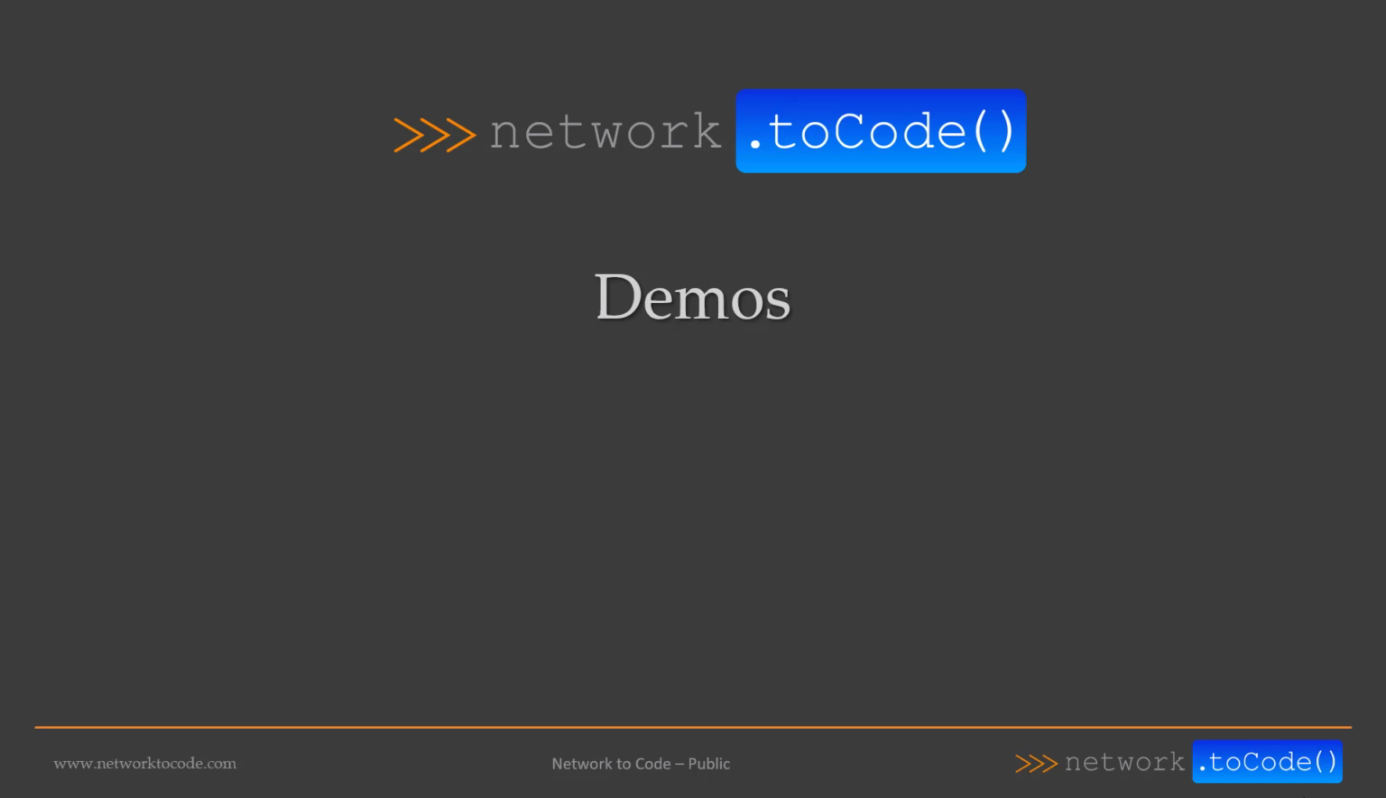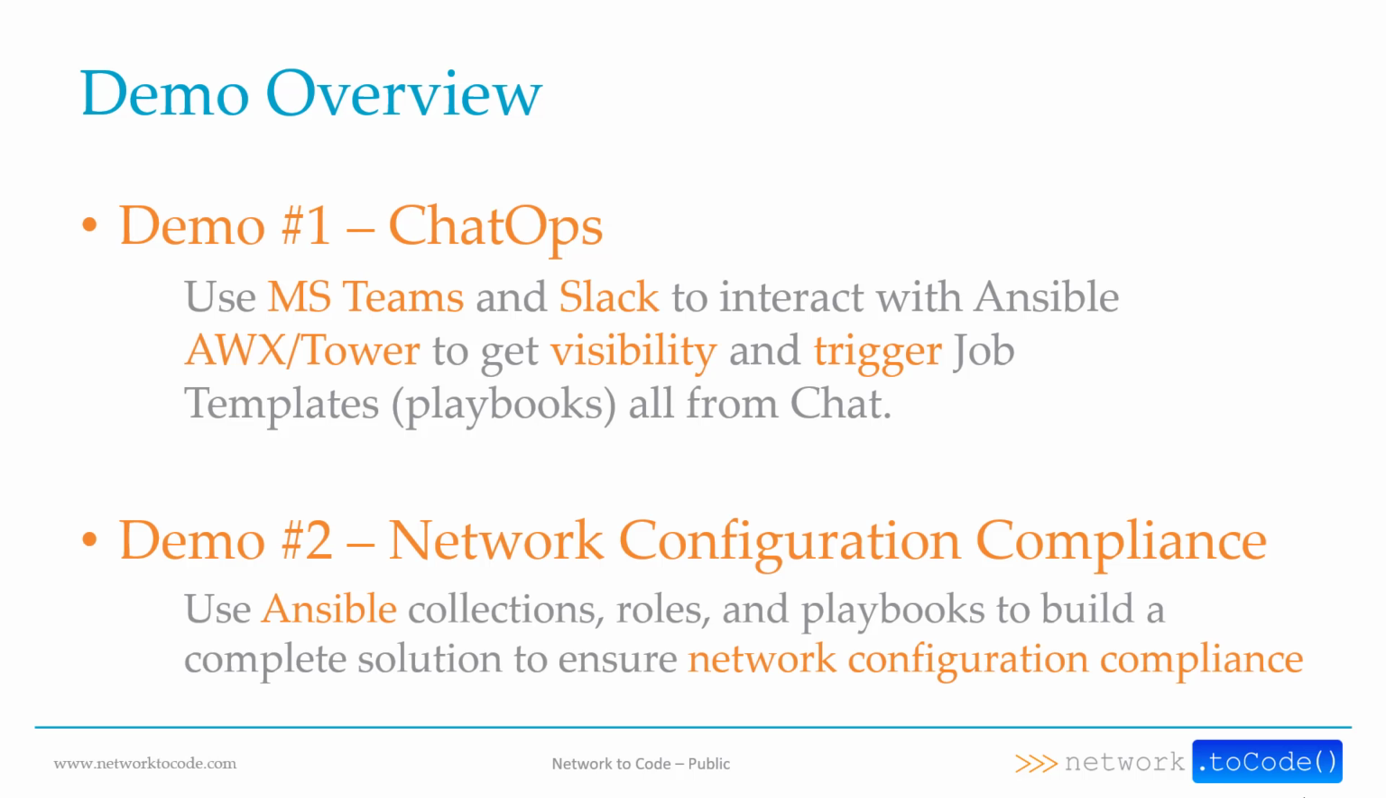Now we're going to shift gears a bit and dive into live demos. We're going to walk through two key demos. One of them is all about ChatOps. We're going to interactively use Microsoft Teams to communicate to Ansible Tower to get deeper visibility into existing jobs, job history, projects, job templates, but then also trigger a job template or a playbook directly from Microsoft Teams. We're also going to look at using Ansible and Ansible Tower for a full complete solution for network configuration compliance.